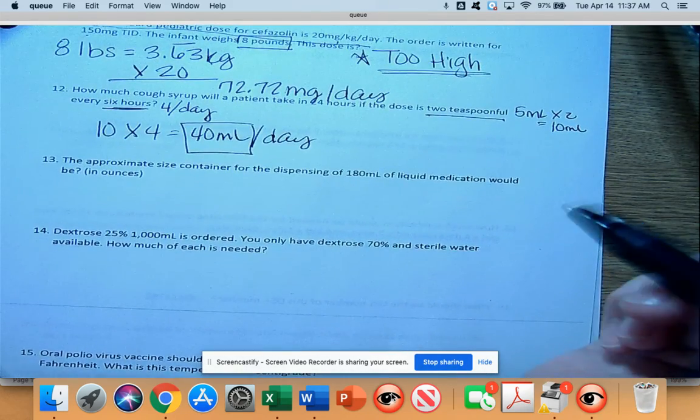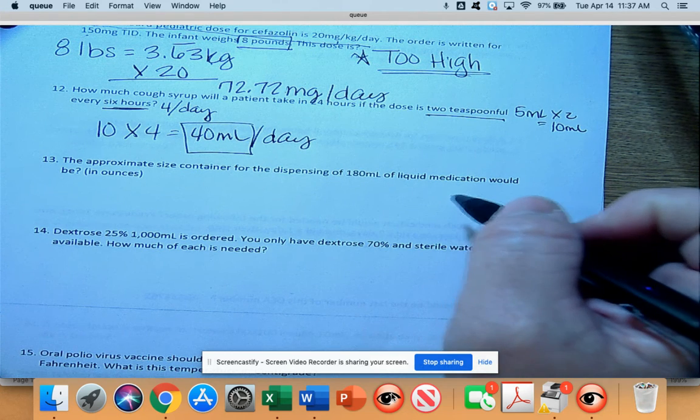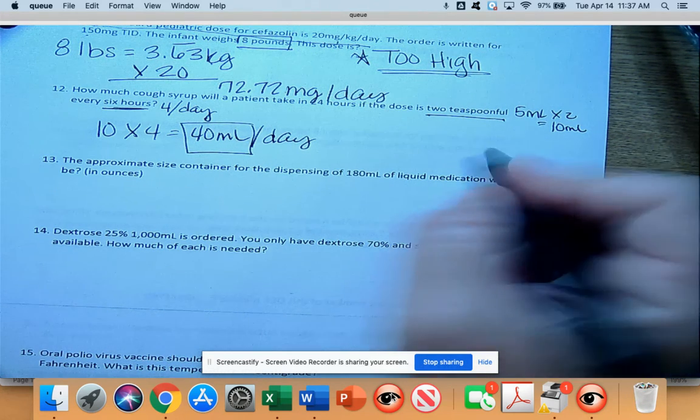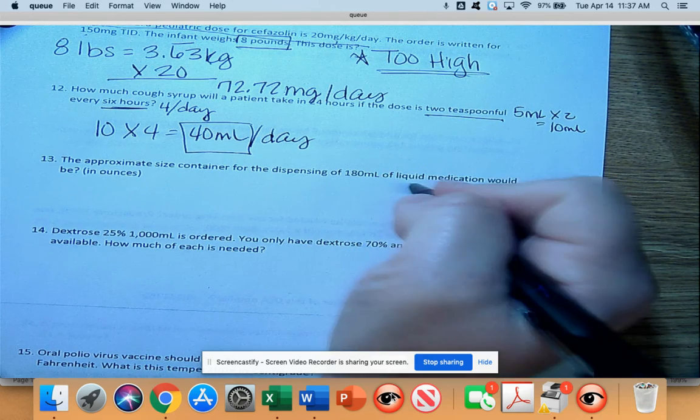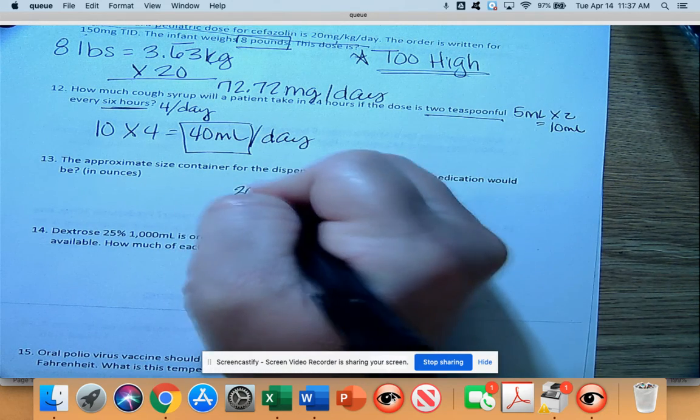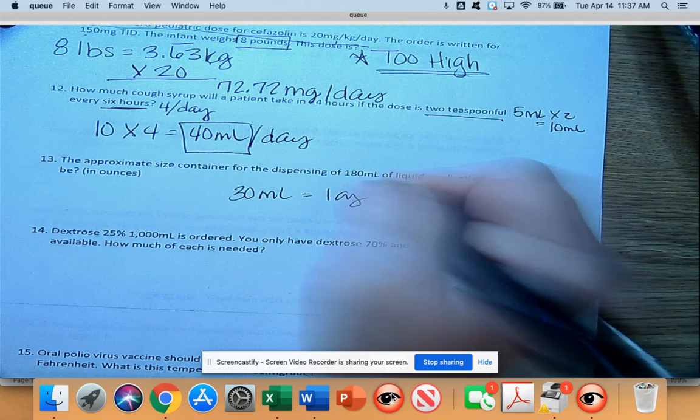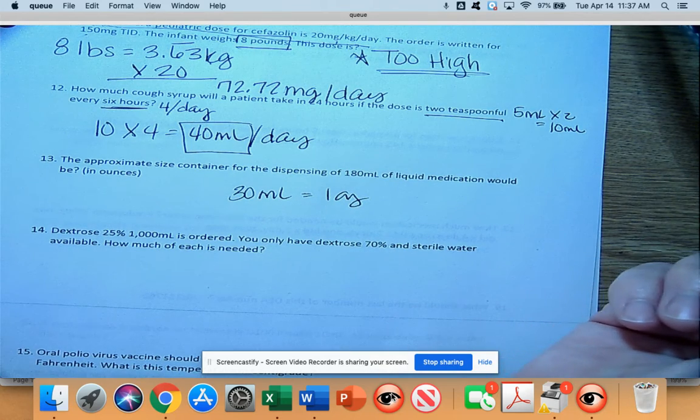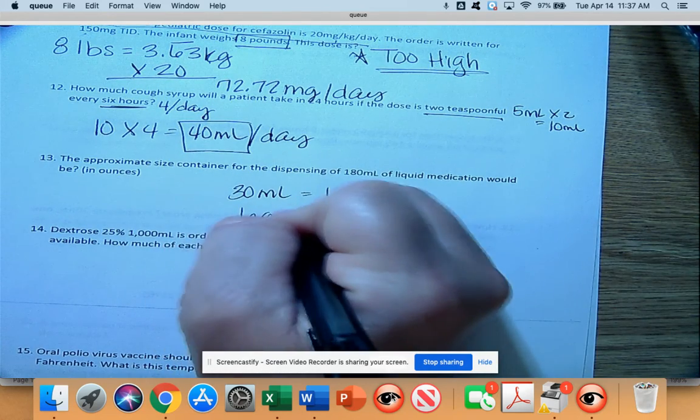Okay, the appropriate size container for the dispensing of 180 mL of medication, in ounces. Well, we know that there are 30 mLs in 1 ounce. And we've got 180, so I would just take 180 and divide that by 30, and you should get 6 ounces.